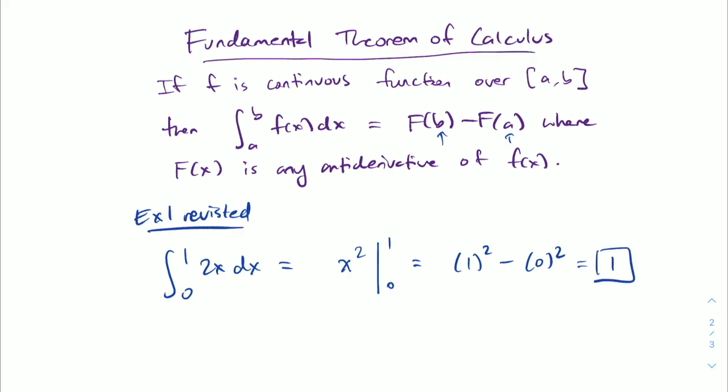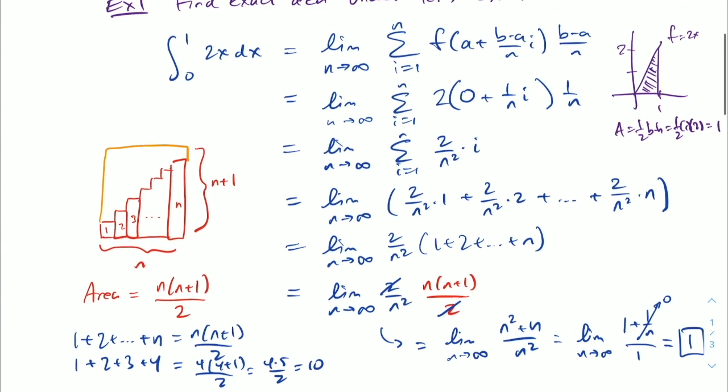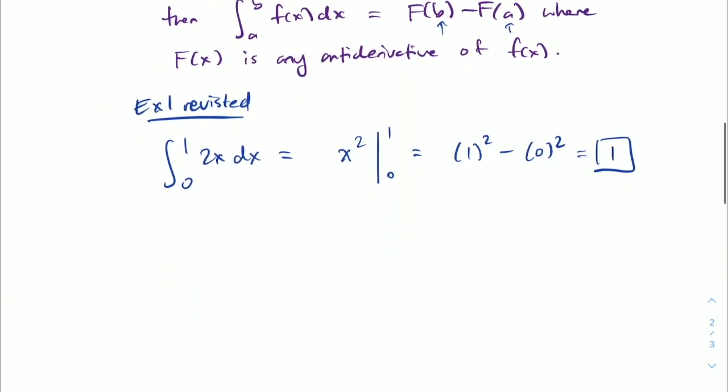All right, so this theorem is very powerful. It allows us to avoid having to take a limit of a Riemann sum. All we need to do is take an antiderivative and then put the endpoints in and take the difference. Let's do another example.